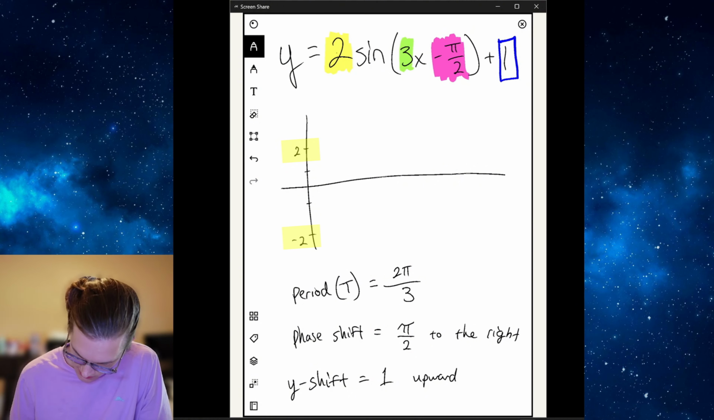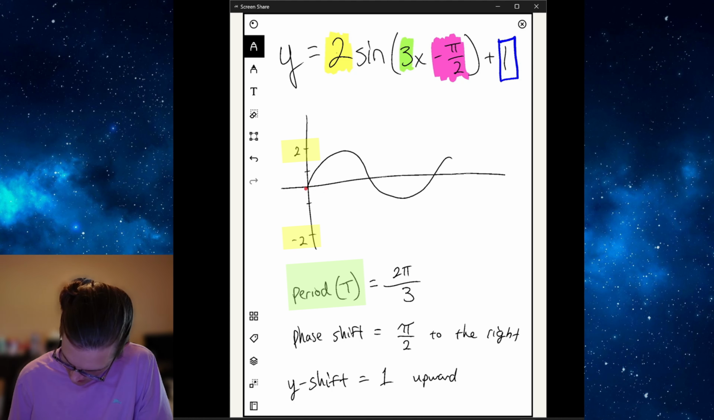Cool. So let's draw it then. I'll do period 2 pi over 3, so I know what a sine function looks like. It looks like this. Okay, I'm going to go right here and just say, okay, that's 2 pi over 3.